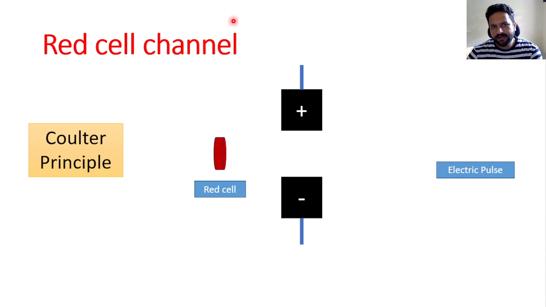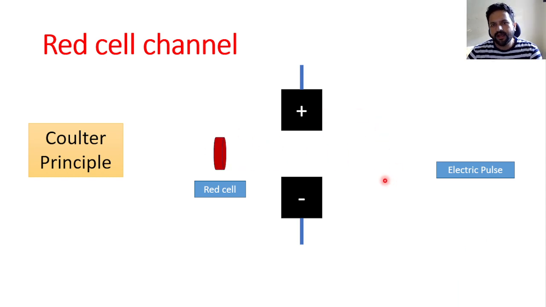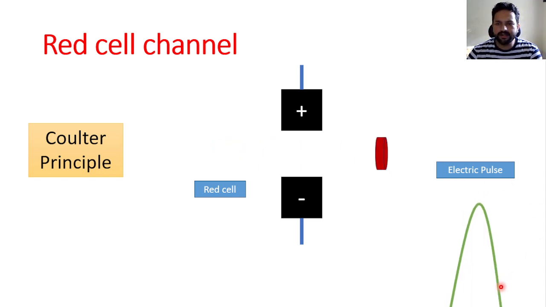So there are different types of channels within the blood cell counter, the red cell channel and the WBC channel. Inside the red cell channel, assume this is a red cell. Whenever a red cell passes through the electrical poles, an electrical pulse is generated. So this is basically the Coulter principle.